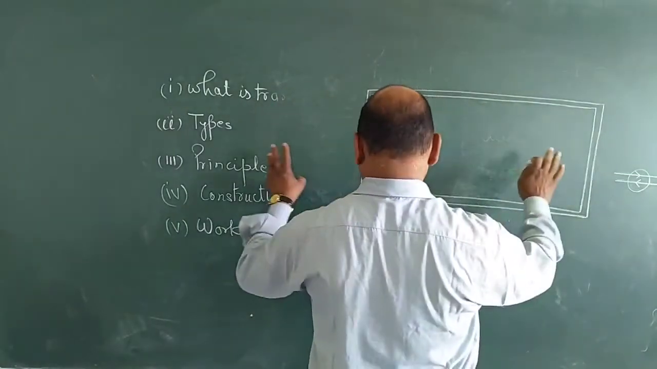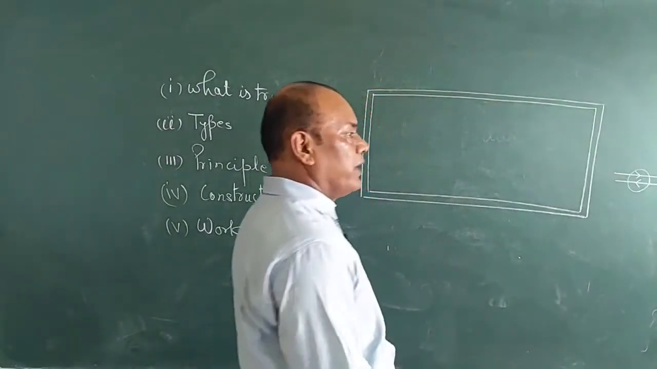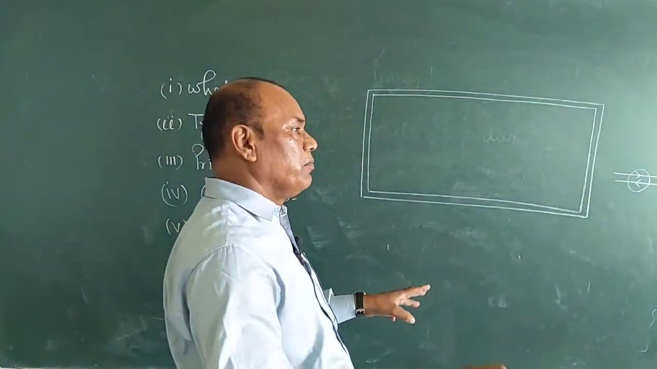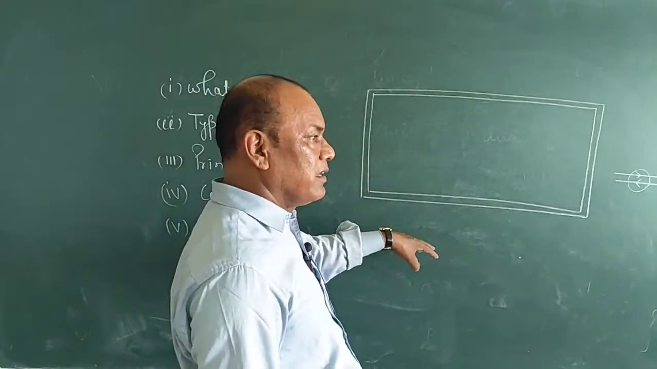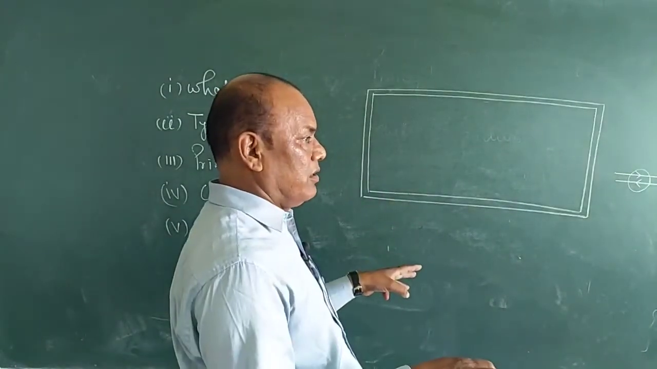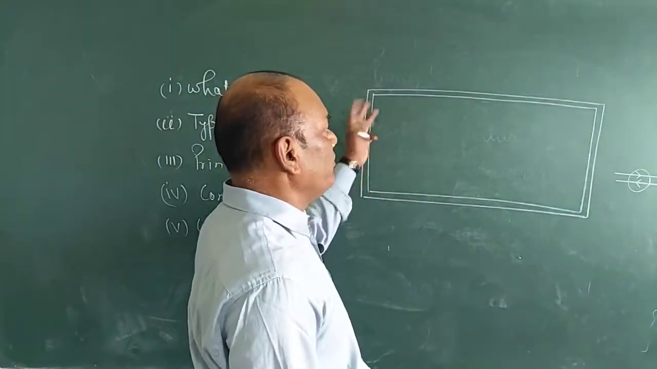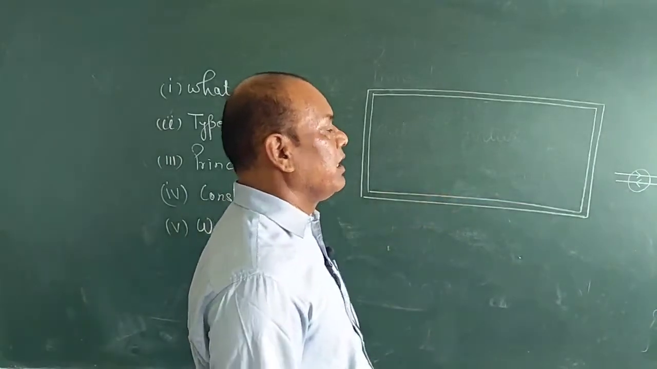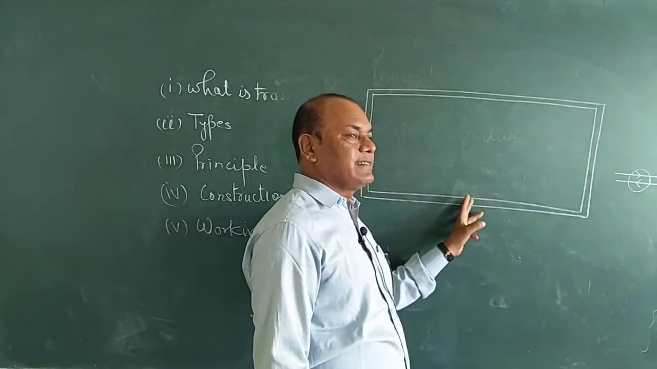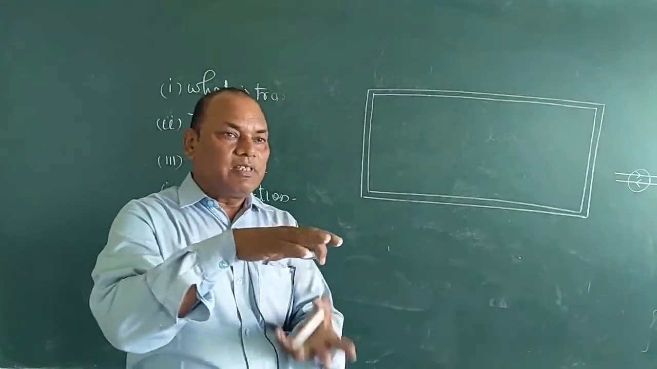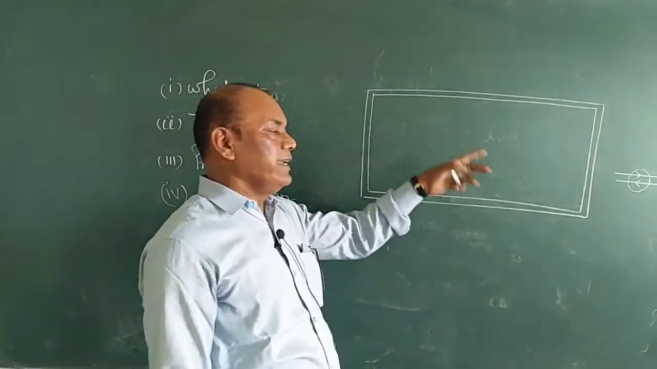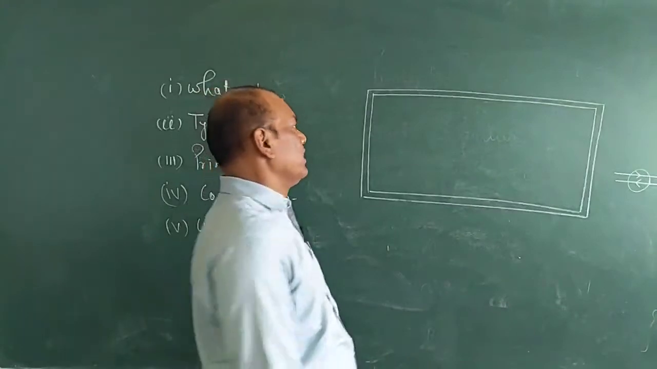So one iron sheet is placed, and over it, by making a layer of varnish, we put another, and then making a layer of varnish we put another. In such a way, all the iron sheets are clinging with each other to make a thick iron sheet.